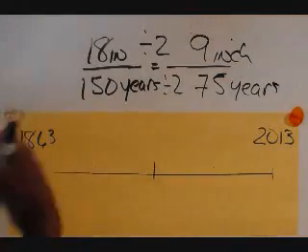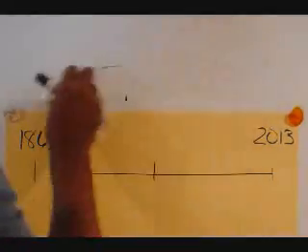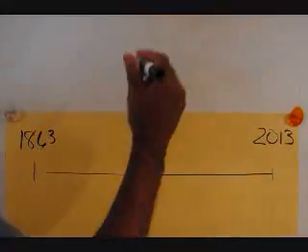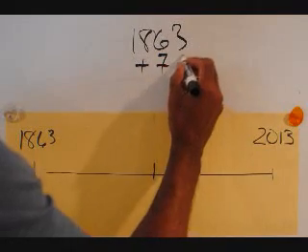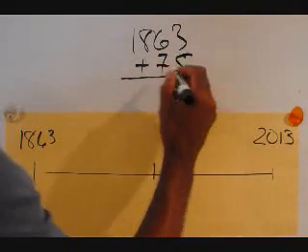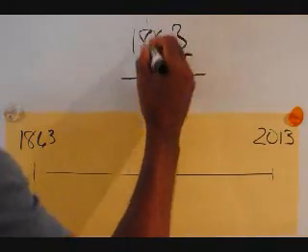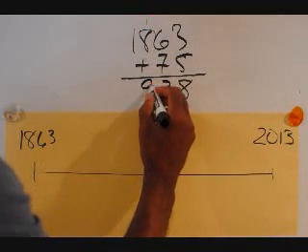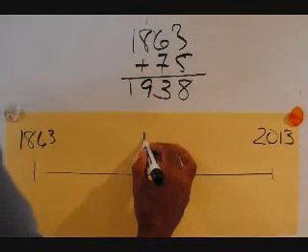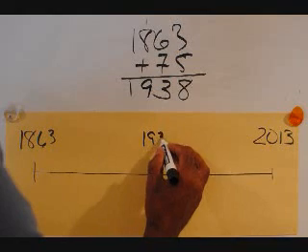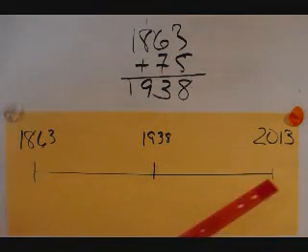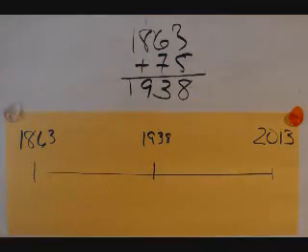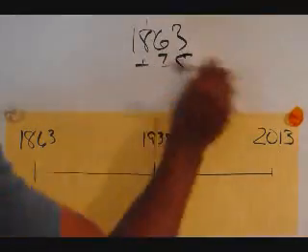Well, then what year does the middle represent? The middle must represent 1863 plus 75 years, which gives me 1938. So we got this end and this end, and we have the middle. What about in here? Let's use some more ratios.